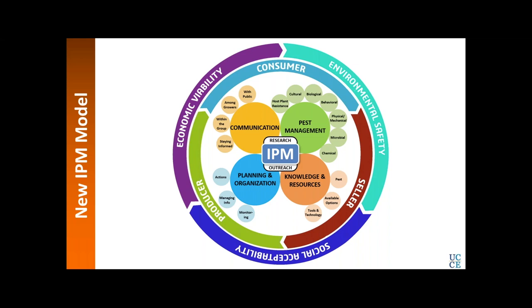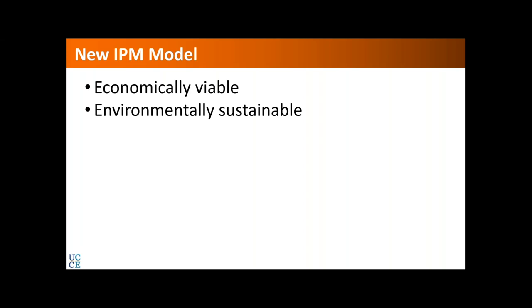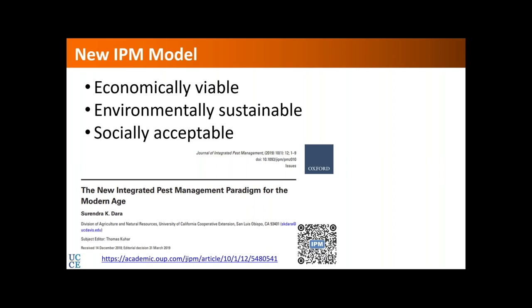And this new IPM model primarily looks at economic viability, environmental sustainability or safety, and social acceptability. So these are three highlights of the new model, where we call something an IPM, integrated pest management approach, when it is economically viable, environmentally sustainable, and socially acceptable. So you can actually see the full article at the Journal of Integrated Pest Management.